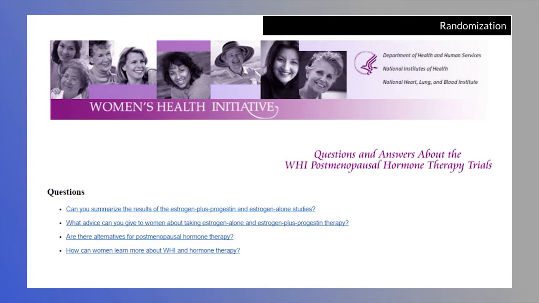A very famous example of randomization that occurred kind of recently, at least in the past decade, was from the Women's Health Initiative. The Women's Health Initiative conducted a study, a randomized trial of hormone replacement therapy, which at the time was a fairly standard treatment for postmenopausal women.